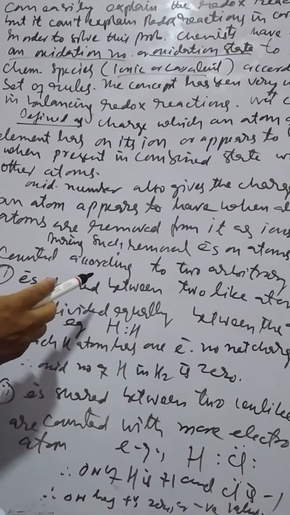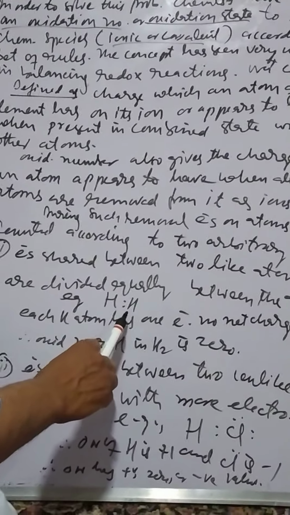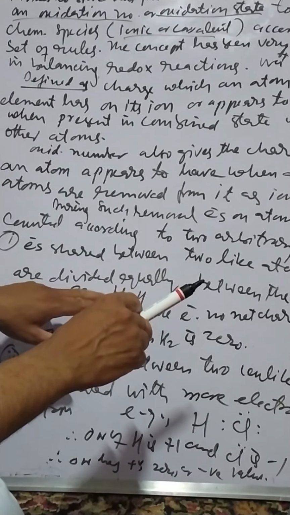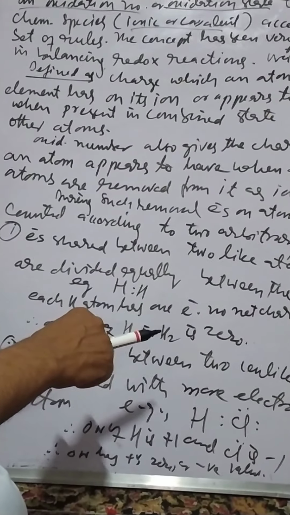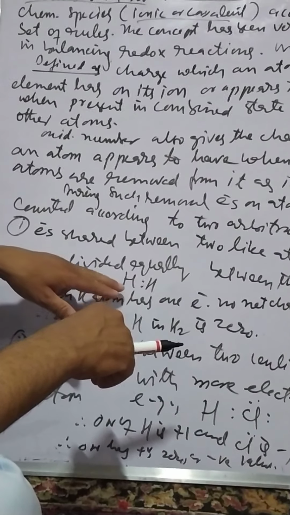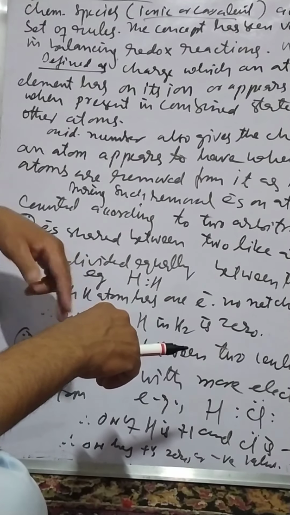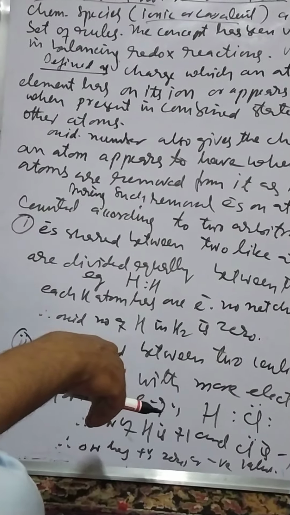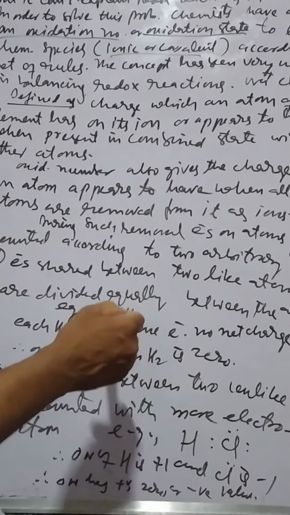The first rule is that electrons shared between two like atoms are divided equally between the two atoms. For example, we have the H2 molecule. Here we have like atoms, two hydrogen atoms, each with one electron. When we separate them, each will get one electron out of the shared pair, because the two have exactly equal electronegativity. They have equal attractive power for these electrons.